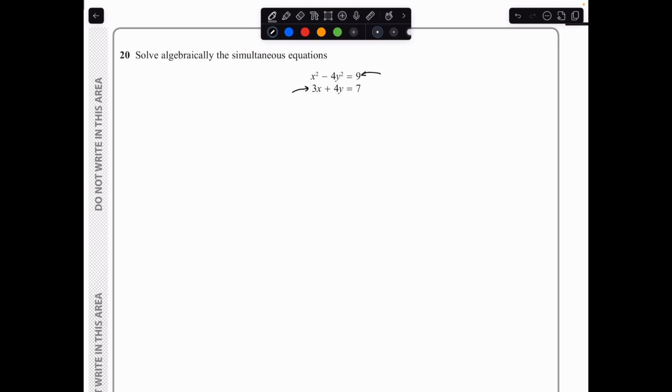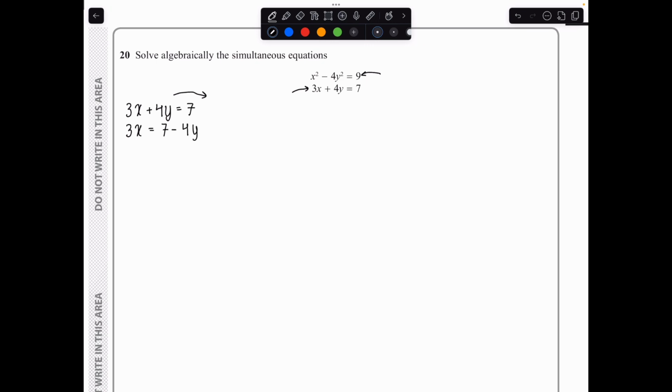So let's rewrite the second equation. 3x plus 4y is equal to 7. Now here, you have the freedom to choose whether you want to make x the subject or y the subject. So feel free to choose whichever one you're more comfortable with. Personally for me, I'll just choose to make x the subject here. So to make x the subject, we need to move 4y to the other side. So what's the opposite of adding 4y? It's taking away 4y. So then we have 3x is equal to 7 minus 4y.